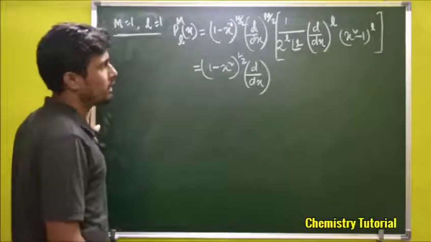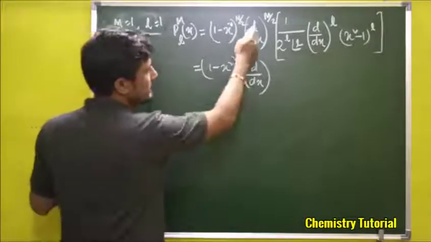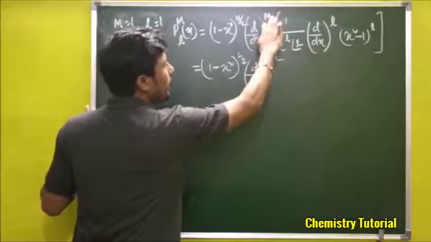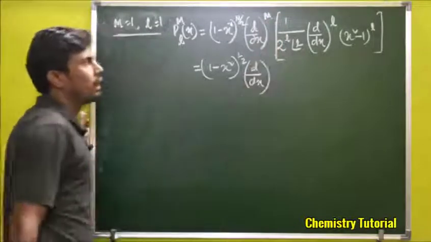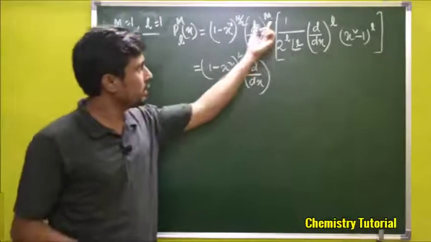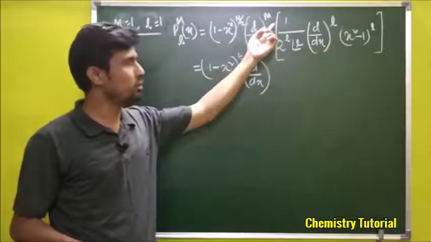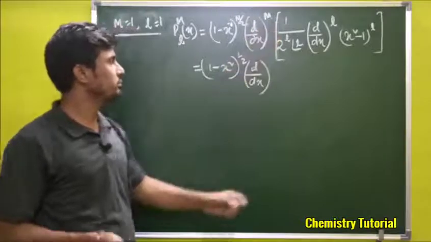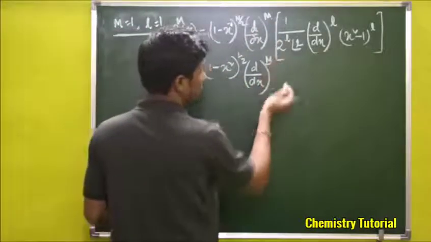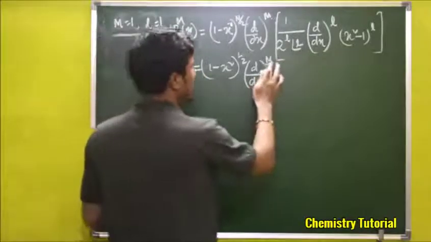I might have made a mistake here. This d/dx should be up to m term. In the main expression I might have written this m by 2. You just correct it. This should be up to m term. So m here is 1.